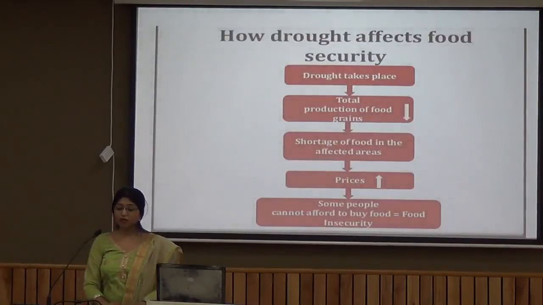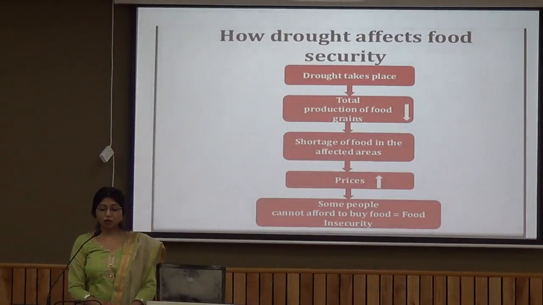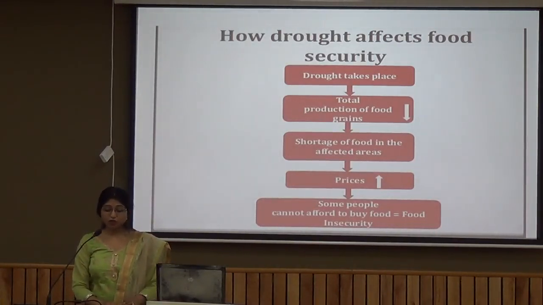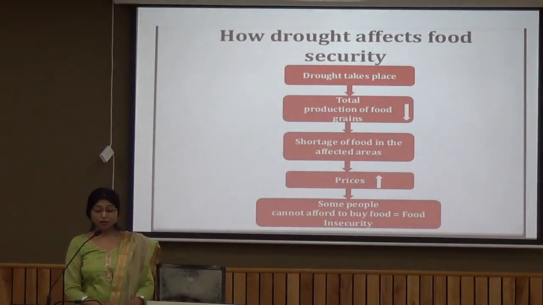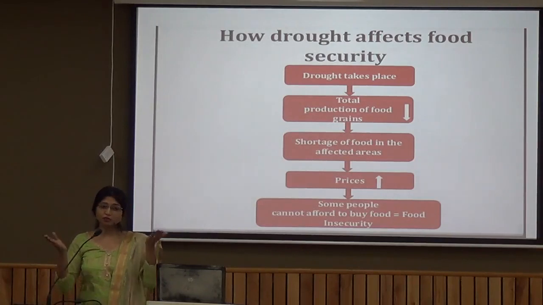How drought affects food security. When drought takes place, the total production of food grains in the affected areas goes down. Wherever the area is suffering from drought, the total production of food grain will go down, and then it creates a shortage of food in the market also, and if there is a shortage of food, then the prices will go up.